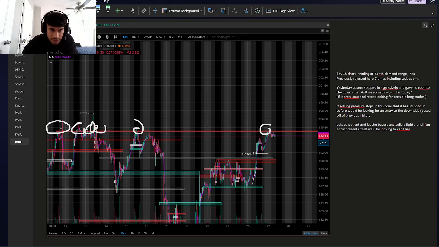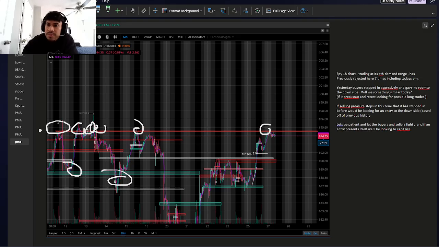and this leads in many cases for it to have a push downward. As you guys can see, when it reached this area, it pulled down, reached this area, pulled down, reached this area, pulled down, and then it ended up having a breakdown. And then as you can see here, this is an area of supply and an area of demand. Okay, so yesterday's buyers stepped in aggressively and gave no room to the downside. Will we have something similar today? If it breaks out and retests, looking for possible long trades.